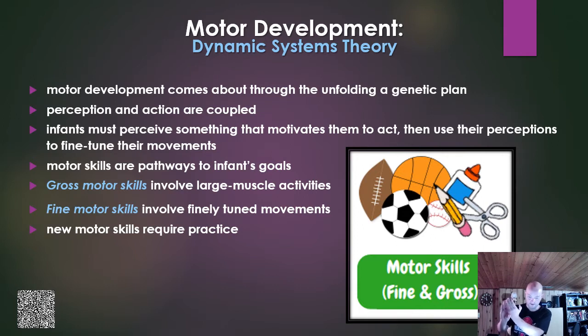And for the baby, perception and motor action are coupled. In order to develop motor skill, infants must perceive something in their environment that motivates them to act, and then use their perceptions to fine-tune their movements. Oh, that's the rattle that's making that noise, and I want that. But when I hit it with this side of my hand, I can't get it. If you can't see me, that description made no sense, but I was trying to show a baby learning how to actually grab something, which now is such an easy skill. But that's what we call fine motor skills, and that's actually hard. It's a lot easier to swing your arm than it is to grab something, and you all know that.